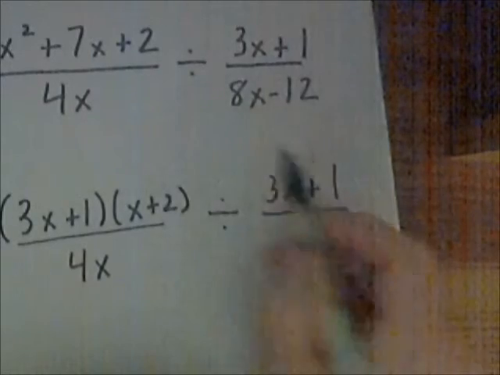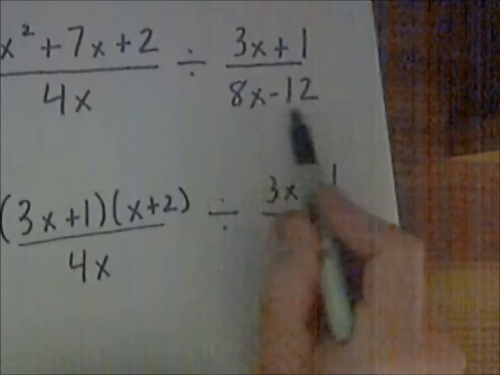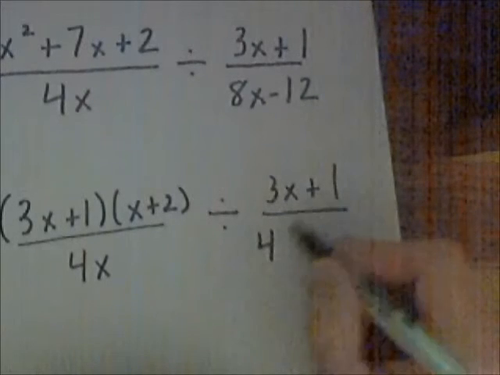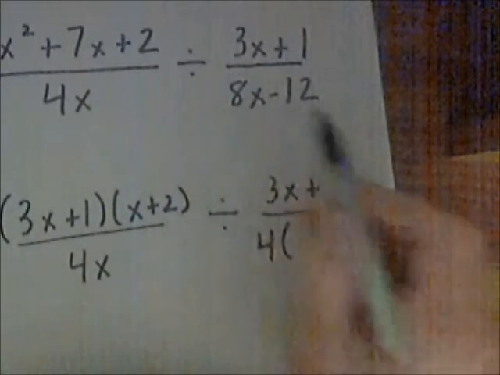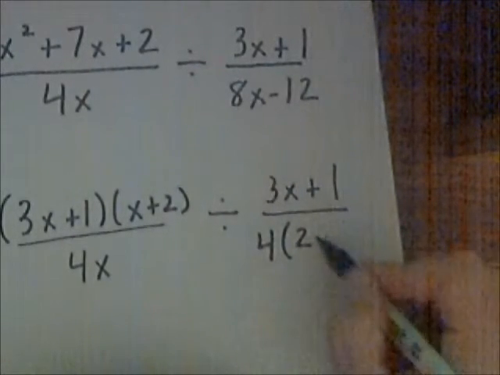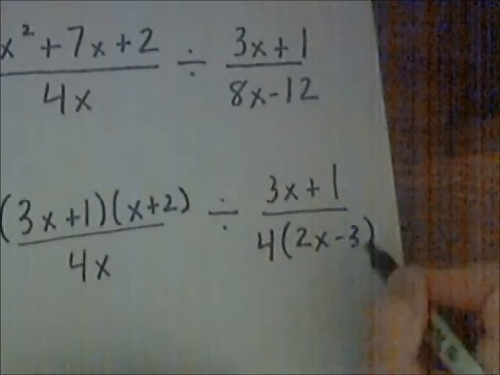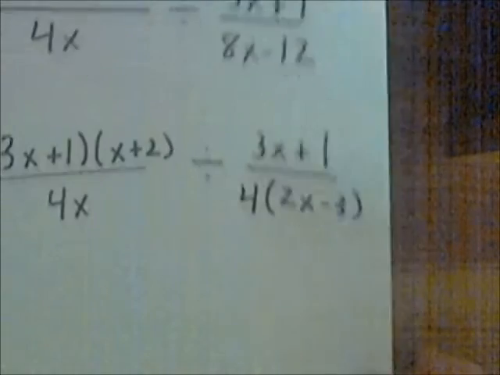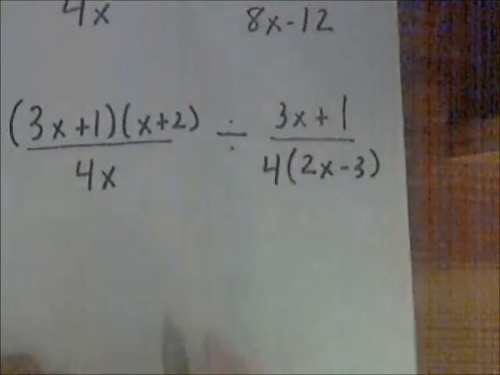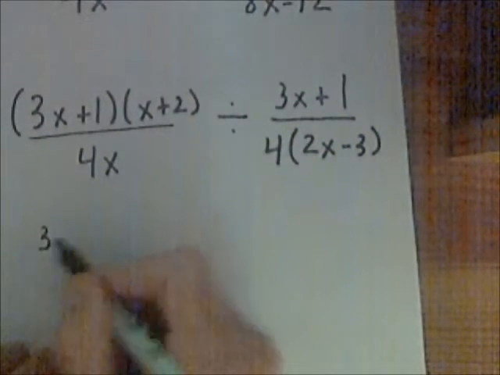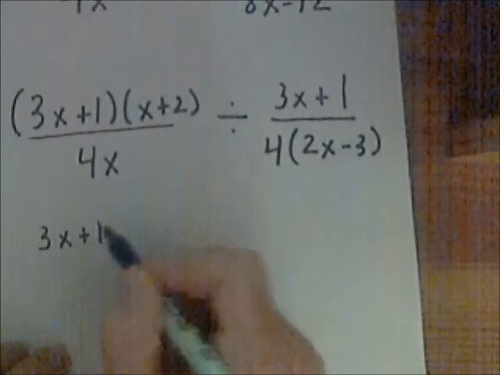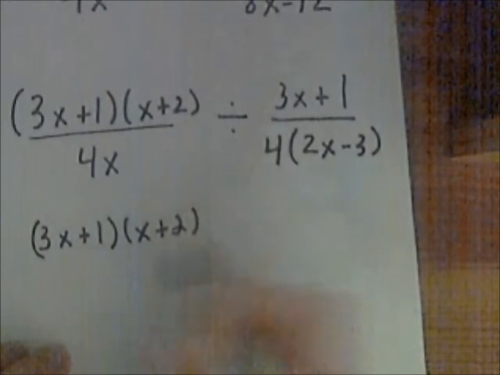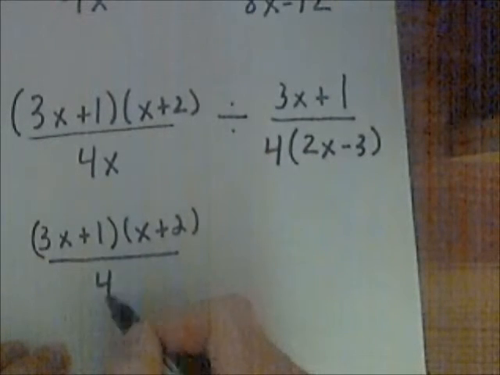Now right here though, there is a GCF. Even though this is x to the first, you can take a 4 out of here. If I divide 8 and 12 by 4, I get 2 and 3 respectively. So that will factor. Always look for a GCF when you factor. So I've factored. Now I'm going to flip. We flip only the second fraction, not the first fraction. And if you wanted to flip first, then factor, that's fine too.